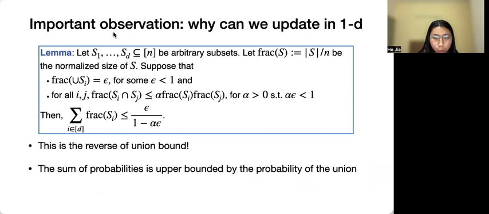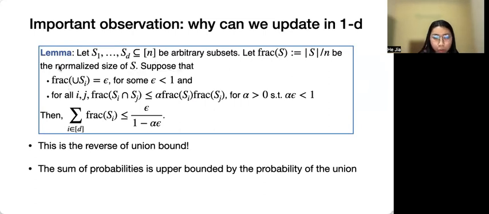So this is an important observation. Why this filtering step is enough. This lemma says that suppose we have D subsets S1, S2 to SD, and we let the fraction of S equal the size of S, the number of points in S, divided by N, the total number of points. So this is the normalized size of S.